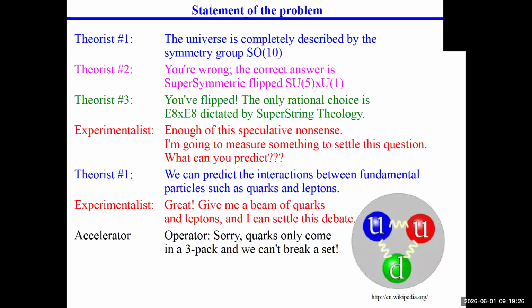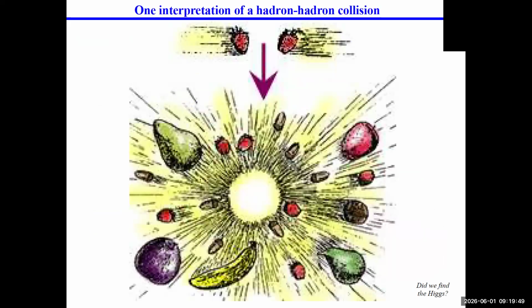And the theorist says the problem is you can only predict interactions between fundamental particles, and that's quarks and leptons. That's not these complex mesons and hadrons. So, okay, you go down to the EIC and say, great, give me a beam of quarks and leptons. And as the accelerator operators will tell you next week, we have quarks, but they only come in a 3-pack and we can't break a set. So that's the problem. That's what we're working with.